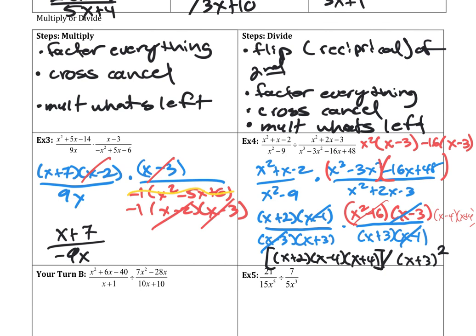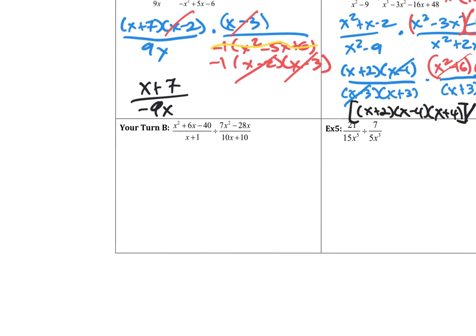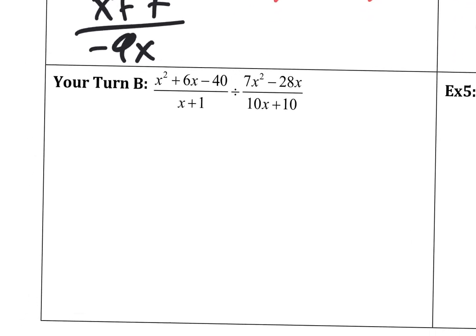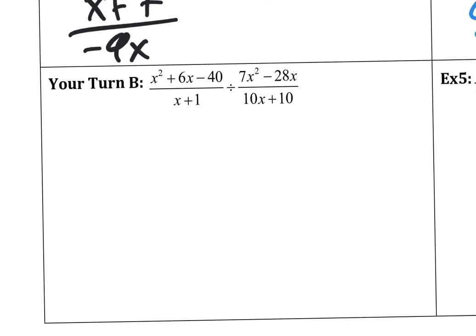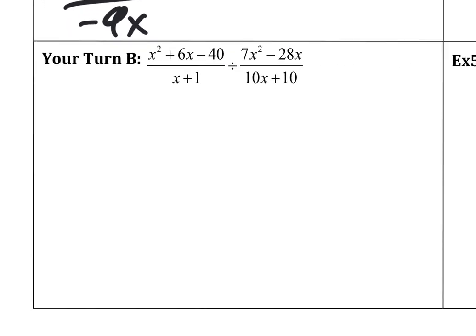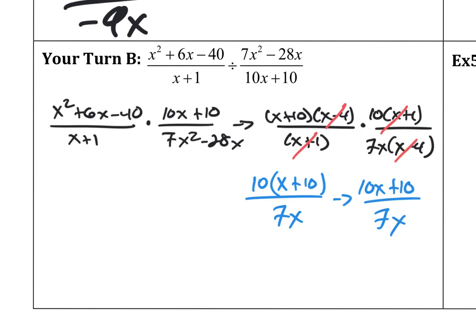All right, let's go ahead and look at your turn B, and then I'll give you a chance to try it out. For that one, again, it is a division problem. What I'd like you to try to do is flip it first, factor, cross cancel, and multiply together. Go ahead and hit pause when you're ready to try this, and then check back in, and we'll see how you did.